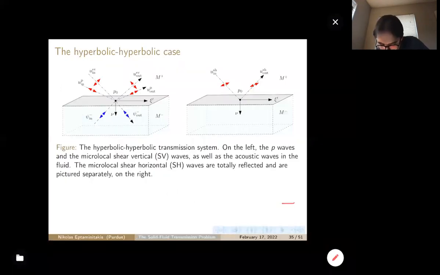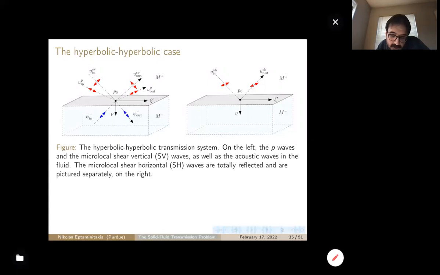Okay, so I'll just show some pictures now to illustrate what's going on. So here we have our interface over here, and we have the fluid, which is the blue thing below, in which we have the compressional waves, where particles oscillate in the direction of propagation. And we have our P waves and we have our S waves here.